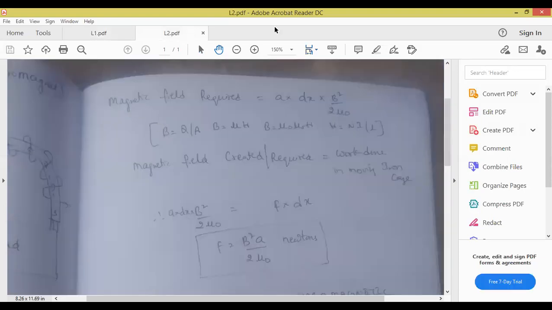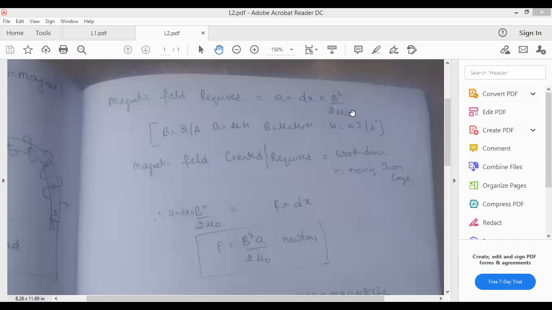Now read the new document shown on the screen. Magnetic field required: how much magnetic field do I require to move that iron cage? It depends upon the area of the cage, the change in the position of the iron cage, and the magnetic field density, strength. So B square. Why am I writing B square? I am taking area here: length into breadth is nothing but area. So we say here B square by 2 times mu naught.